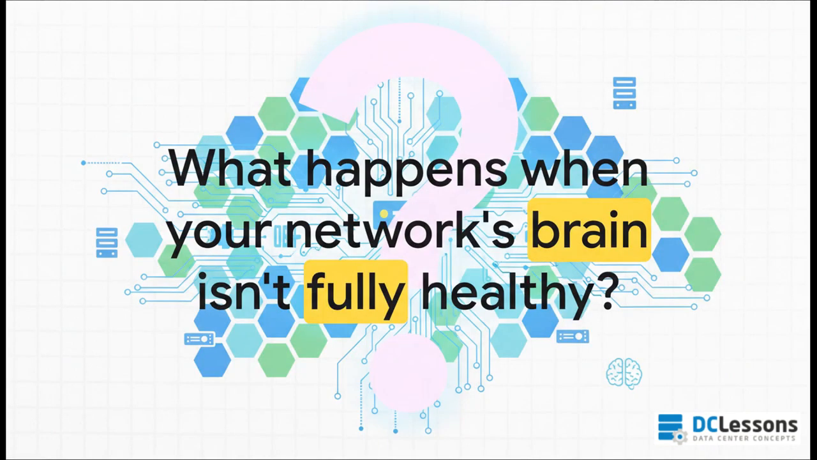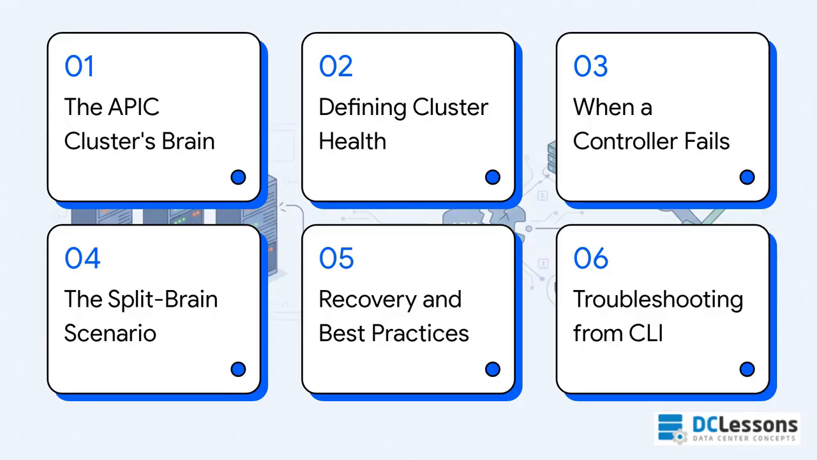So think about that for a second. The APIC cluster is the control center, the single source of truth that's running the whole show. So what happens when that brain isn't, well, at 100%? Things can get pretty interesting, and not in a good way. Okay, let's dive in.